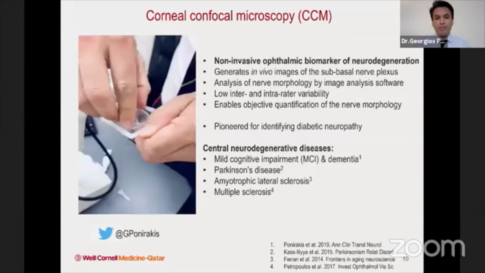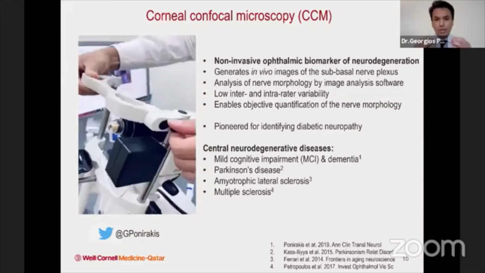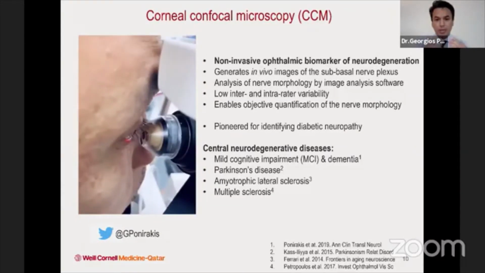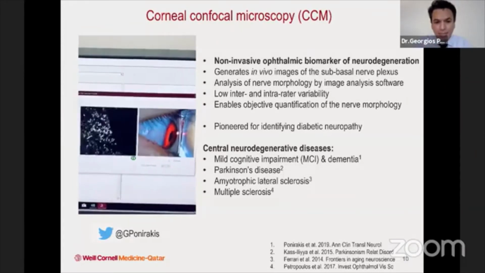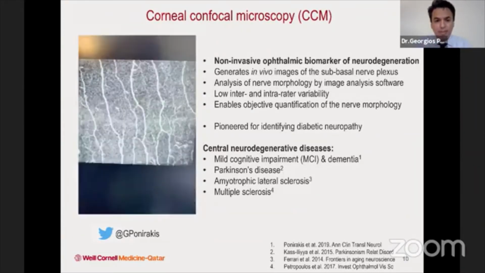Previously, you would have to do a skin biopsy, but because the cornea is a transparent tissue, you can actually look at the structure of the nerve. So have a look at how it looks. You slightly touch the eyes. There's no discomfort there as you apply the anesthetic.